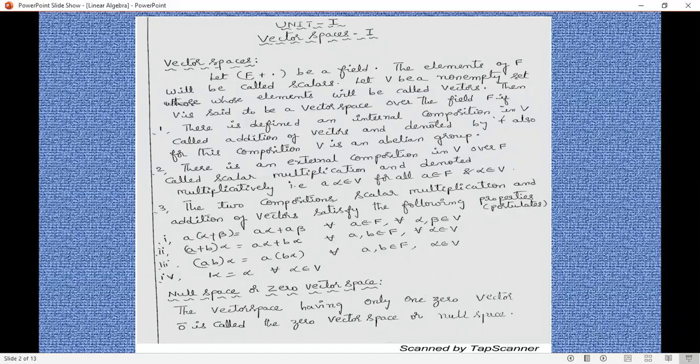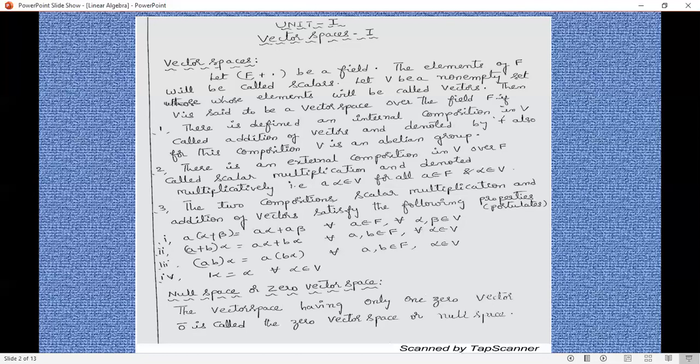The third one: V satisfies the following compositions of scalar multiplication. That is, a(alpha + beta) = a alpha + a beta. The second one is (a + b) alpha = a alpha + b alpha. Third one is (ab) alpha = a(b alpha). Last one is 1 · alpha = alpha. For all a, b belongs to F, that means a, b belong to the field, that means a, b are scalars, and alpha, beta belong to V, that means alpha, beta are vectors.